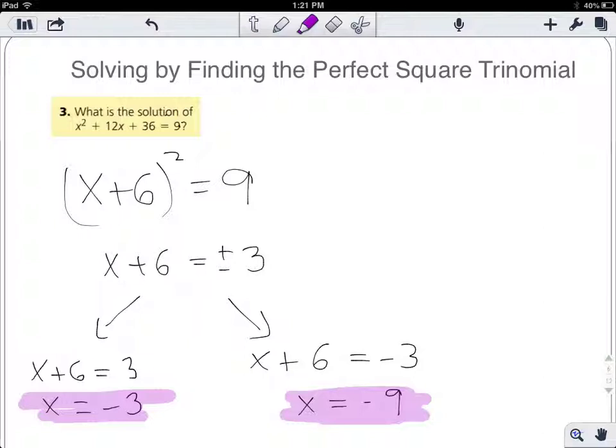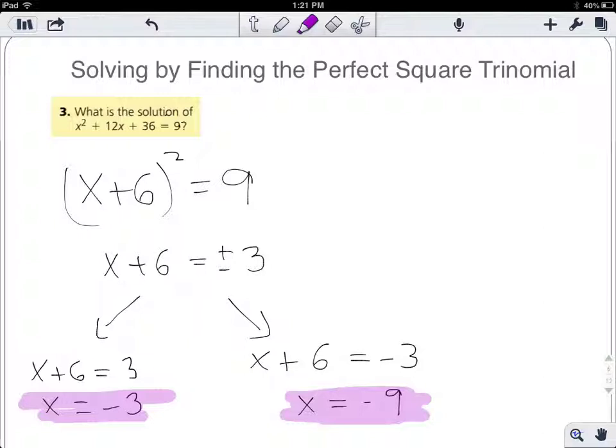Objective: solving by finding the perfect square trinomial. As we see here, x squared plus 12x plus 36 is a perfect square trinomial. X plus 6 squared equals x squared plus 12x plus 36. So by taking the square root of both sides, I get x plus 6 equals plus and minus 3.